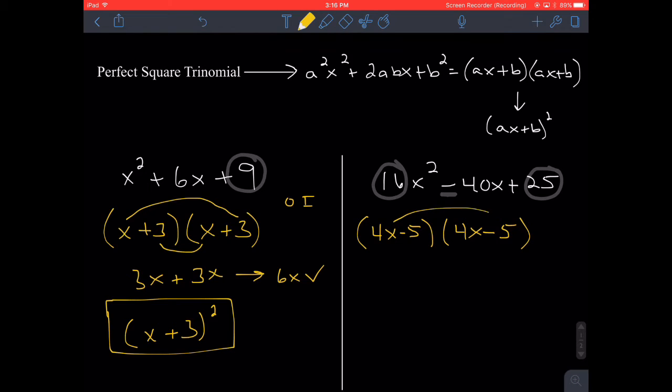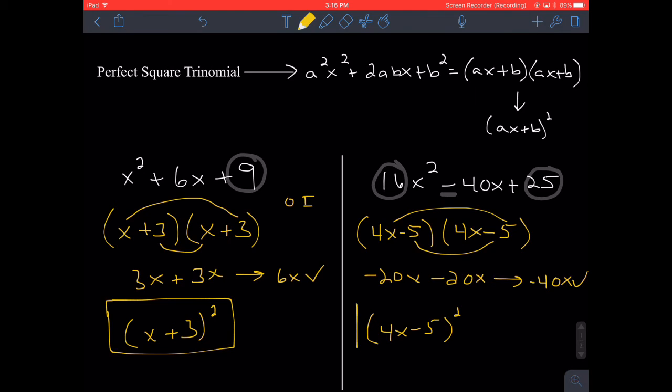Once again, use my outer and inner products to assess whether or not this is the solution. 4x times negative 5 is negative 20x. Negative 5 times 4x is also negative 20x, which combine to give me my negative 40x, exactly what I was looking for. So my final solution here is 4x minus 5 quantity squared. Very simple.